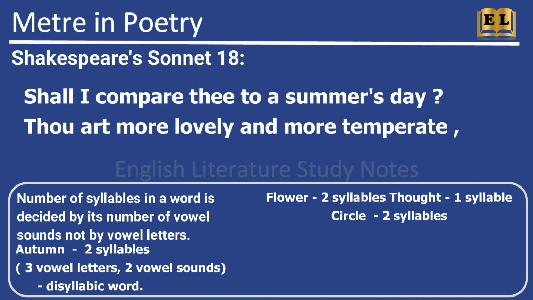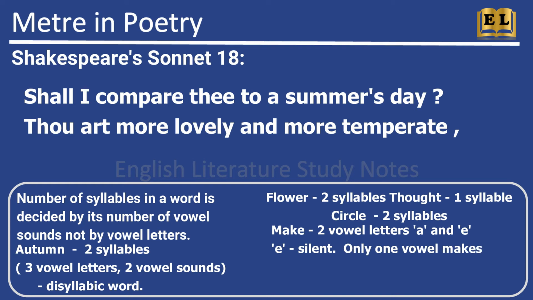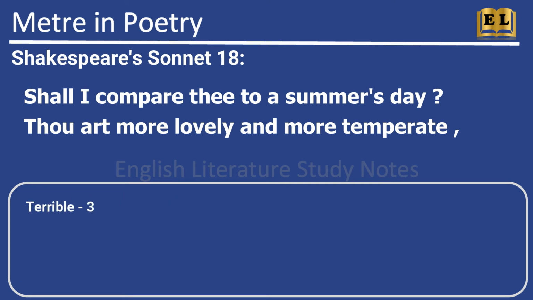Circle has 2 syllables. The word make has 2 vowel letters, A and E, but the letter E is silent in this word. Only one vowel makes a sound, so it is only one syllable. It is a monosyllabic word. The word terrible has 3 syllables because E is not silent here.